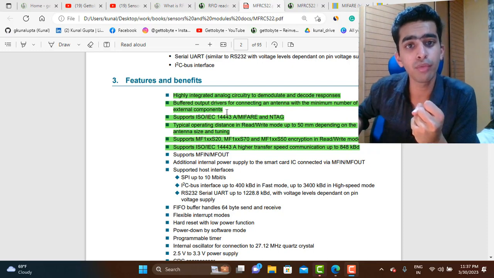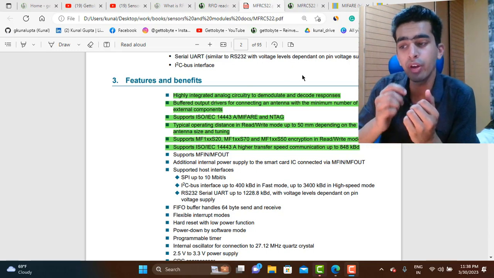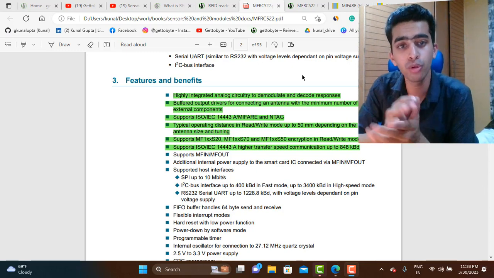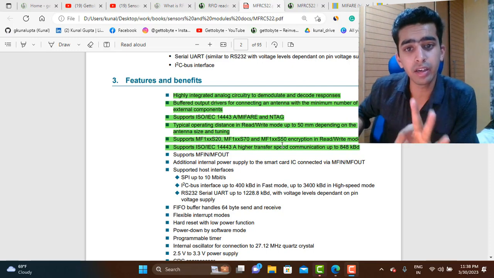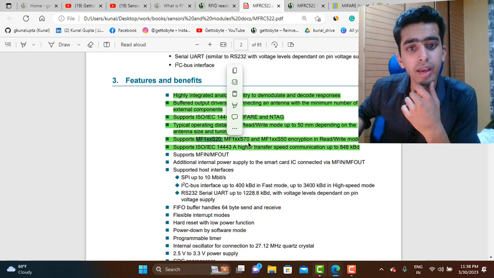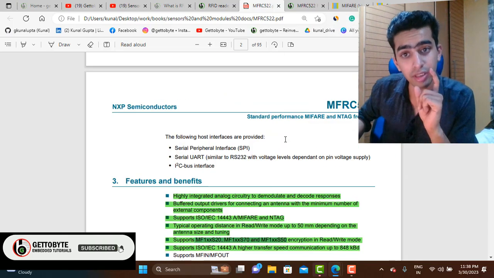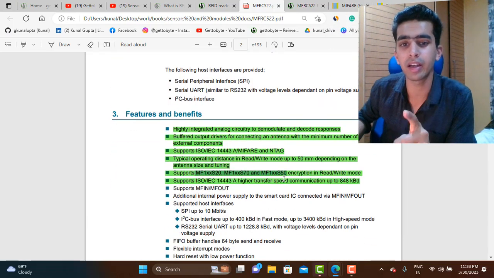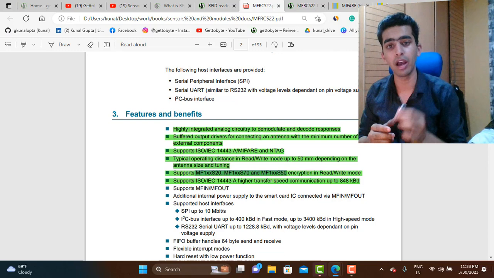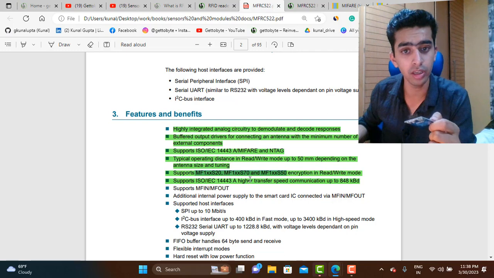It also has buffered output drivers for connecting an antenna. Of course, we need an antenna whenever there is wireless communication, so it also has an antenna with the buffered output feature. It supports three types of RFID tags: MF1S20, MF1S70, and MF1S50. So this module can only detect these three tags. Normally when we buy this module, we get the RFID tags alongside it in the packaging, and those are tags based on these three only.